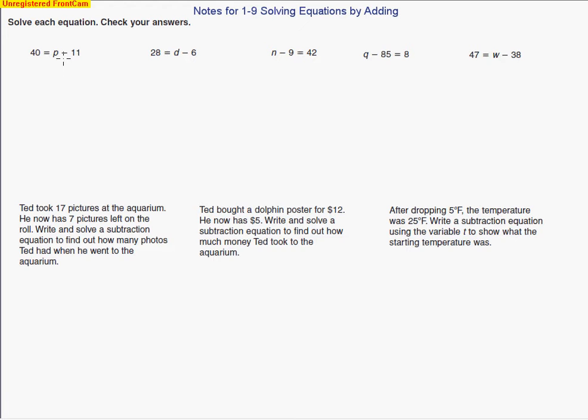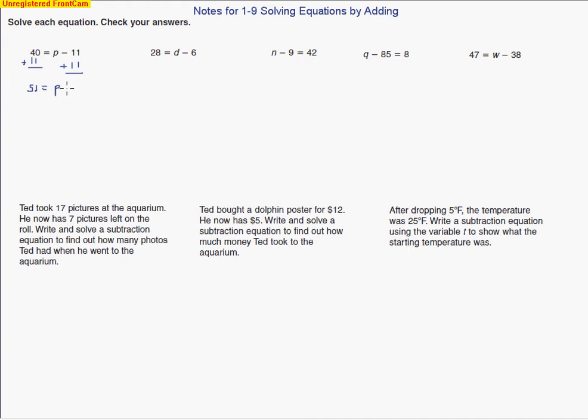So for instance, here we have 40 equals the variable p minus 11. So what I'm going to end up doing is the opposite of this minus 11. So the opposite of minus 11 is add 11. And that's what I'm going to do on both sides of this equation. So I add 11 to the left-hand side, I end up with 51 equals the variable p.